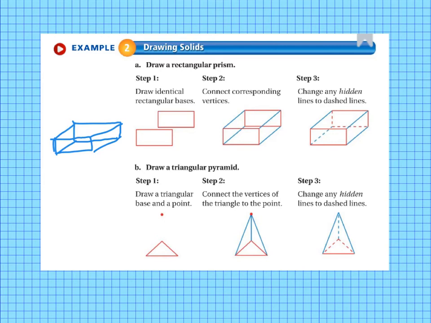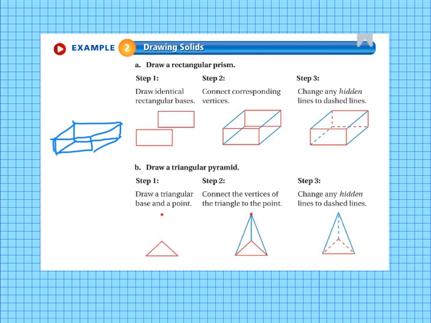Now we're going to take a look at example 2B. We're going to draw a triangular pyramid. So our step 1 is we draw a triangular base and a point. So you just draw a triangle and you put a dot up above that triangle. And step 2, it says connect the vertices of the triangle to the point.